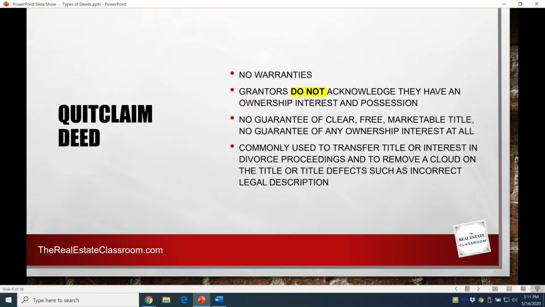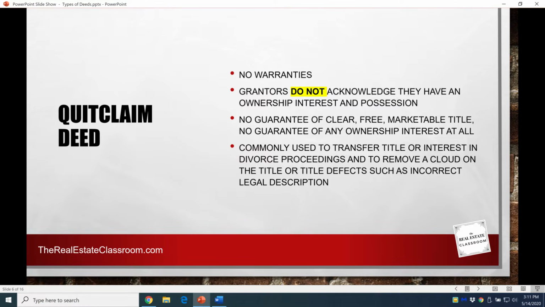A quitclaim deed. Now, a quitclaim deed, again, offers no warranties. The grantors do not acknowledge that they even have any type of ownership interest in the property. There's no guarantee of free, clear, marketable title. And they basically just say, listen, I think I might have ownership, but I don't even know that for sure. But if I do, then here you go, you can have it.